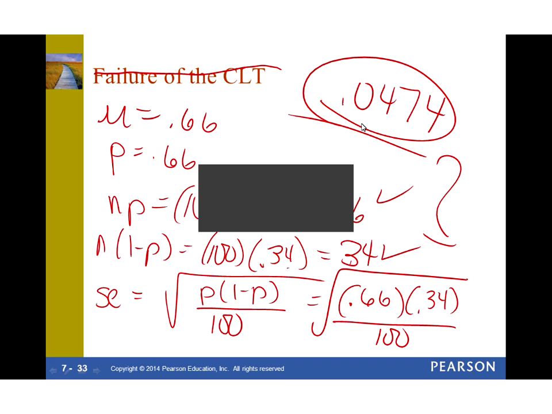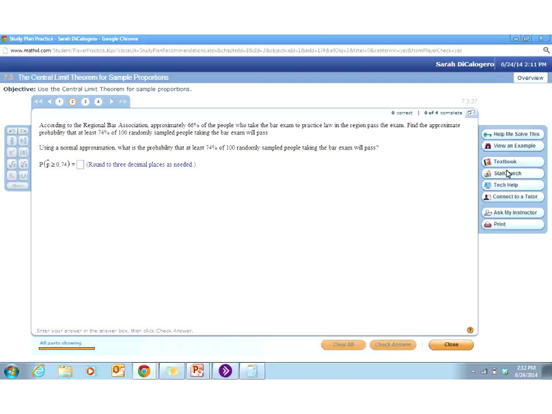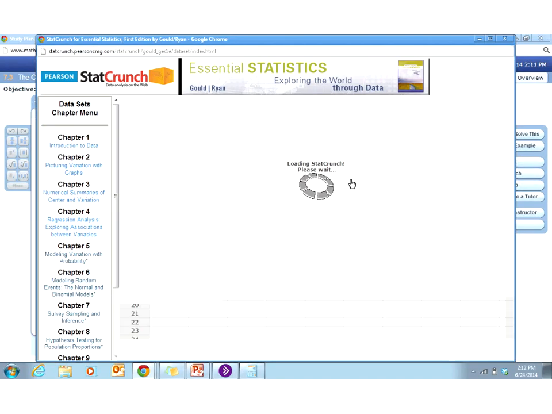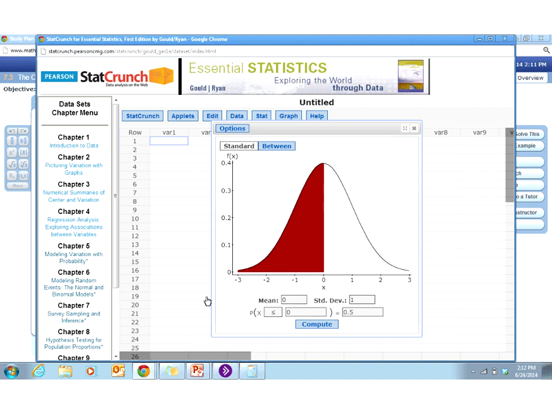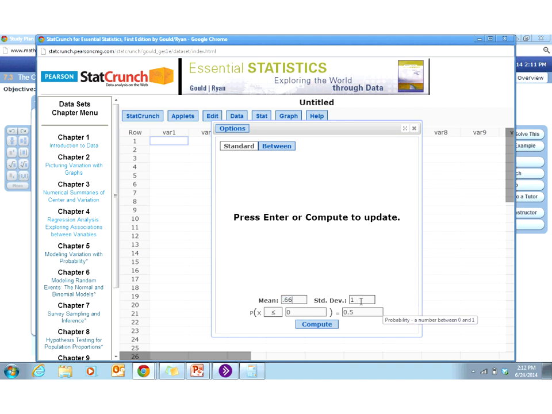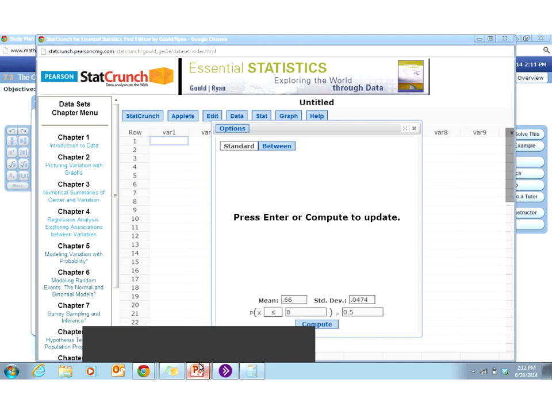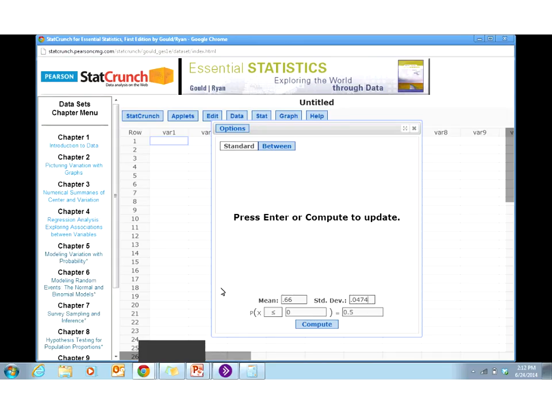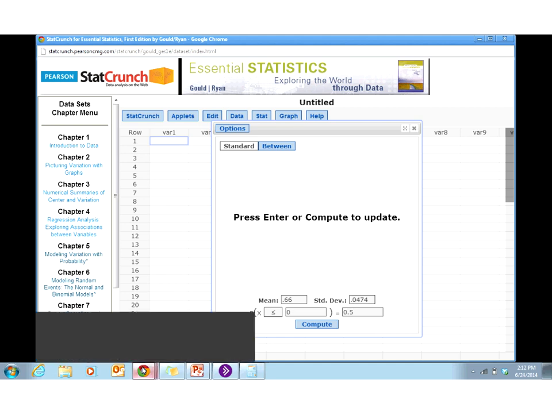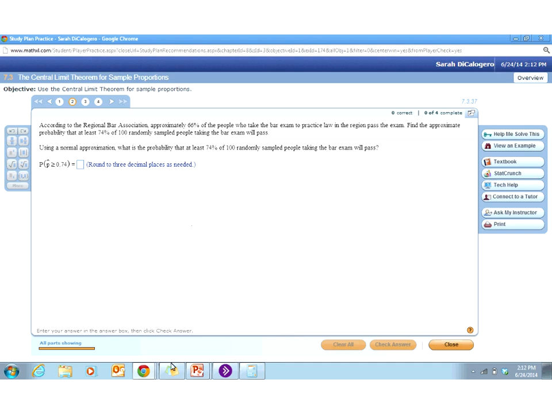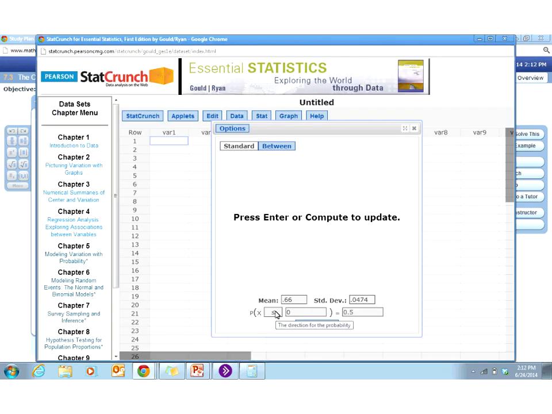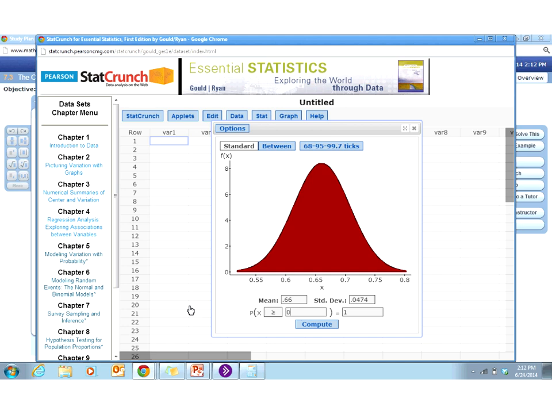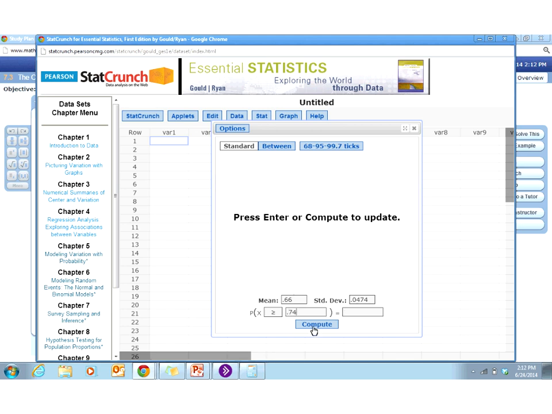All right. StatCrunch. Stat calculator's normal. Mean is 0.66, standard error 0.0474, just making sure. And then we're trying to find the probability that at least 74%, so more than 74%. X is greater than or equal to 0.74, compute.